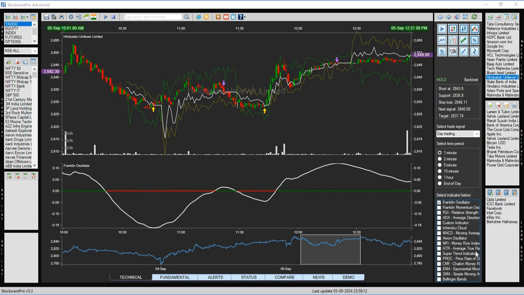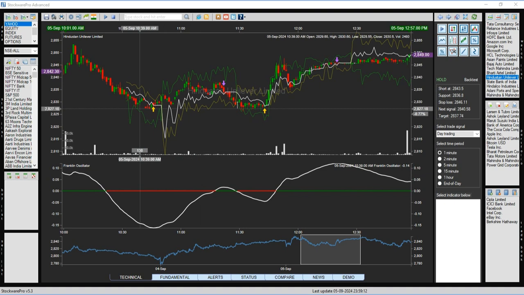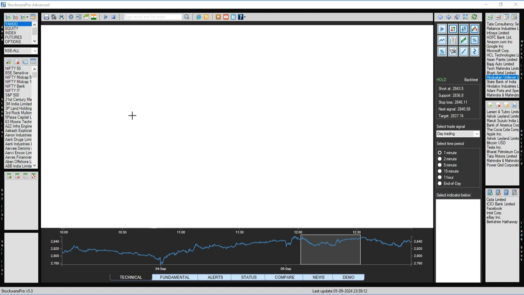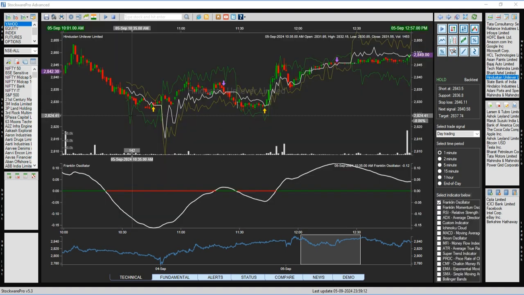Hi, in this video I would like to introduce you to the price leading indicator of Stockware Pro called the flatline indicator. What you're seeing here is a flatline indicator. It consists of three lines. The white line is the signal line, the brown line is the stop loss line, and the green line is the target line. These three lines together form the indicator.